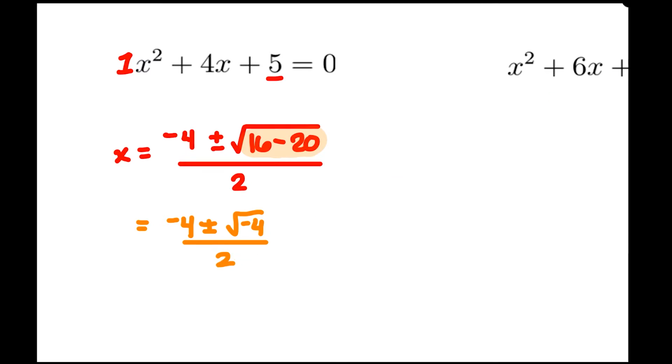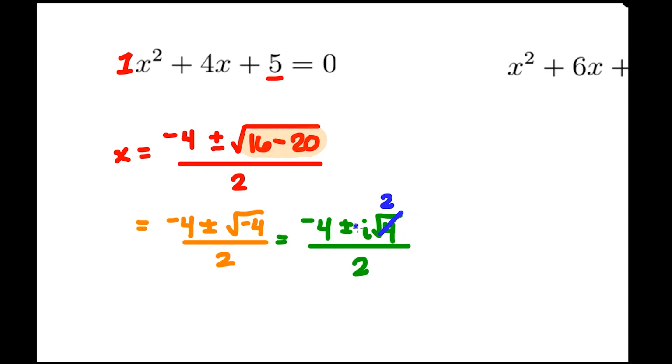Now this square root of negative 4, what you can do is you can factor out the i. So it's going to be negative 4 plus or minus, I'm going to take the i out, and then it's just going to be times the square root of 4, and then we're dividing this by 2. Well, the square root of 4, that's a perfect square. 4 is a perfect square, so the square root of 4 is just going to be 2.